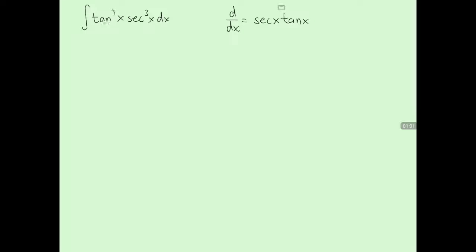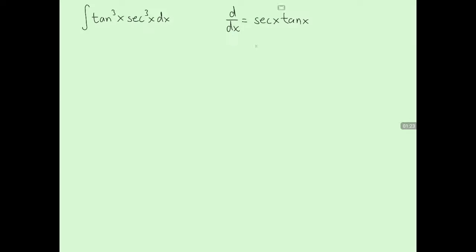So maybe we can convert a tan squared x to secant x, and then we'll be able to have some form of secant x multiplied by secant x tan x, and that will hopefully give us our integration by substitution. So let's see how we can rearrange this.